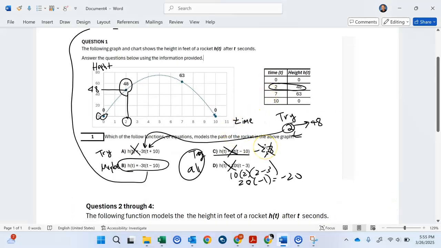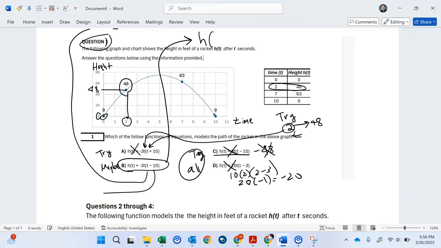Okay, so let's go back to this question right here. Let's see if I can get my pen to work. So question number 1, right? Let's look at this equation right here. I'm going to take this equation and put it right here. So H(t) equals negative 3t, parenthesis t minus 10, okay?